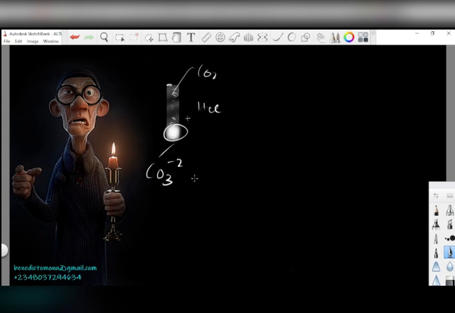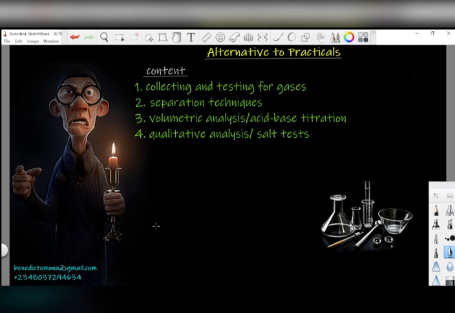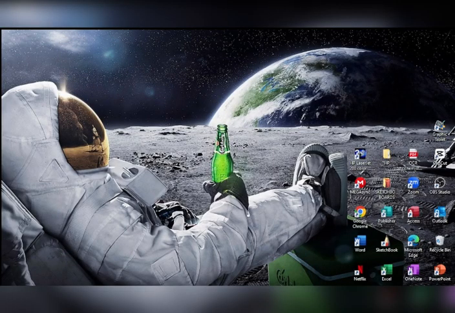In our next session, we'll be looking at how to solve alternative to practical questions practically. So far, we have addressed all of these, talking about collecting gases, separating techniques, volumetric analysis, and salt analysis. Thank you for your time.